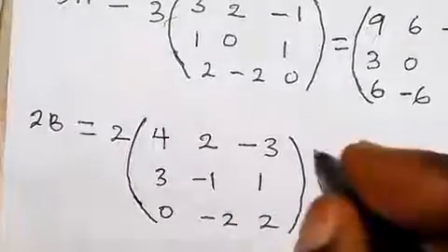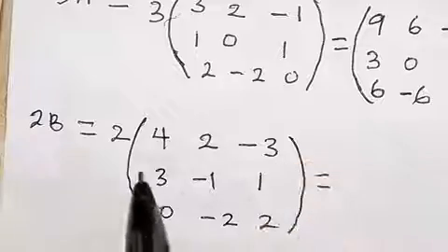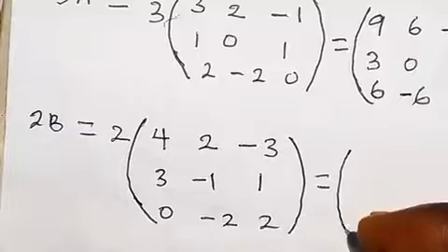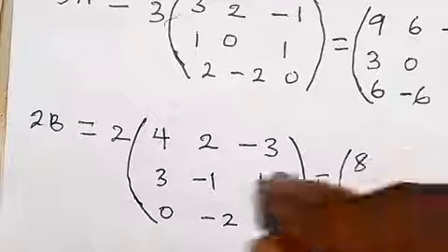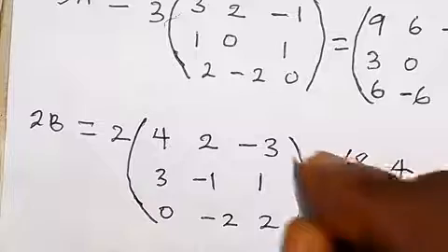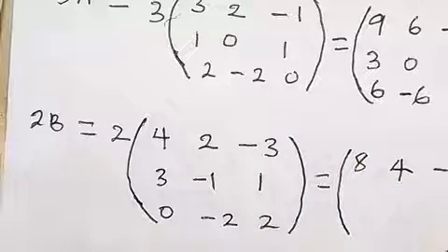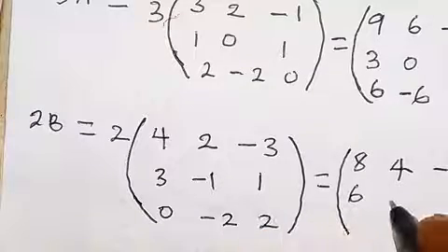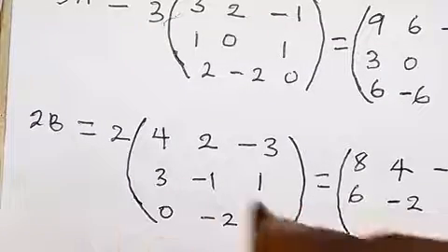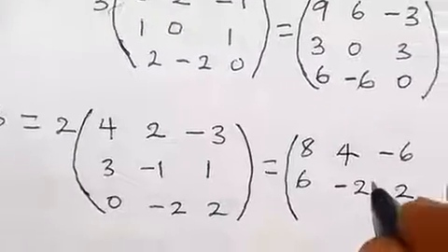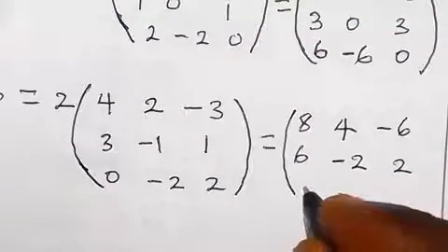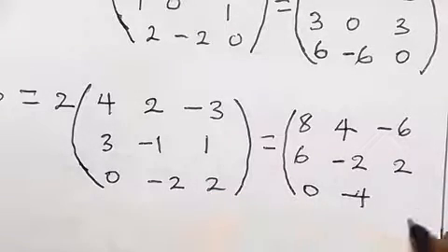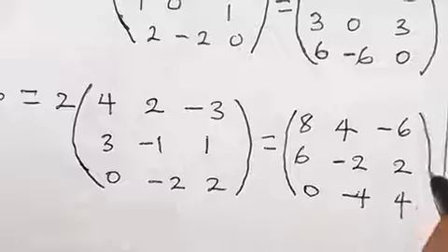So we use 2 to multiply this. 2B will be equal to, that means 2 will multiply each. 2 times 4, that will give us 8 there. Then 2 times 2, 4. 2 times minus 3, that's minus 6. 2 times 3, that's 6. 2 times minus 1, that's minus 2. 2 times 1, that's 2. And 2 times 0, that gives us 0. 2 times minus 2, that's minus 4. 2 times 2, that's 4. So we have gotten 2B now.